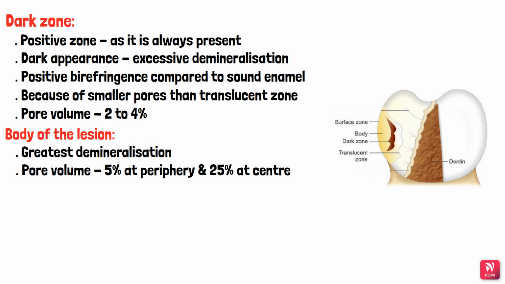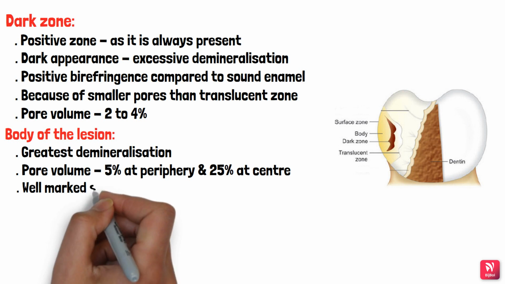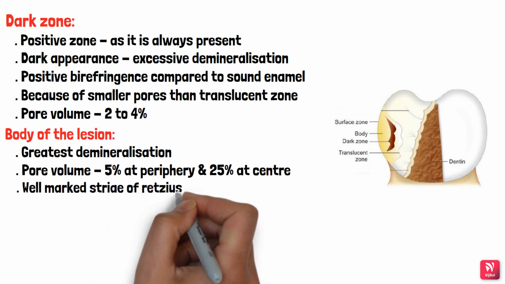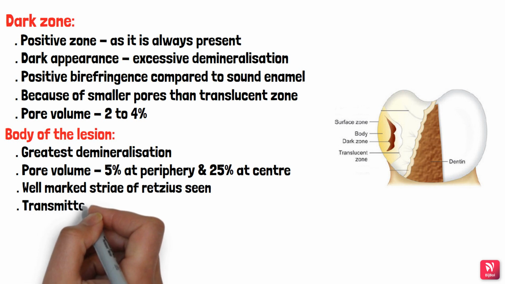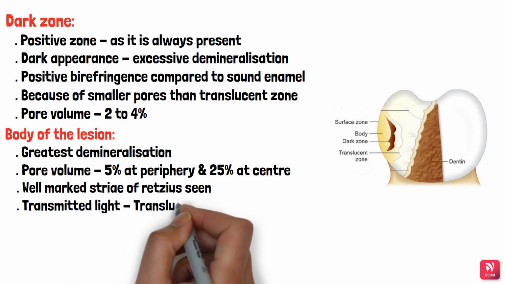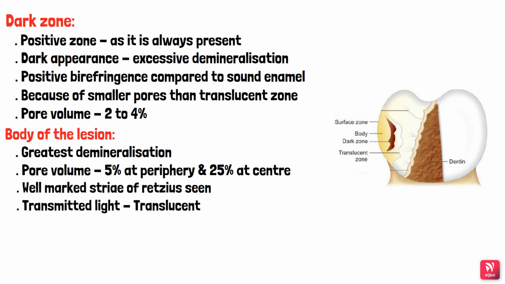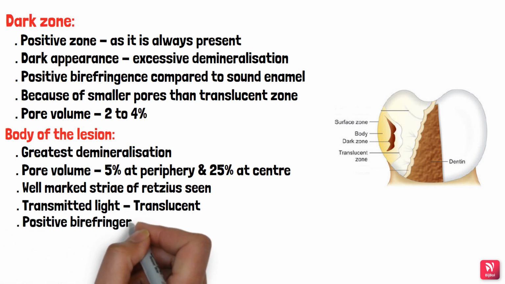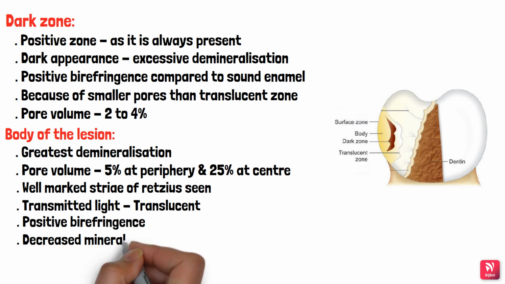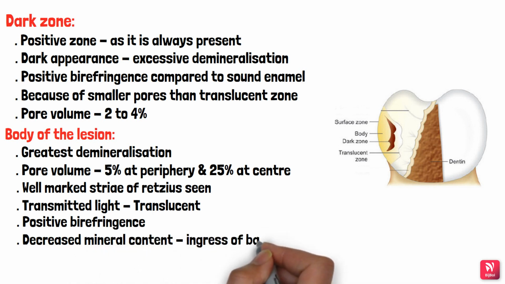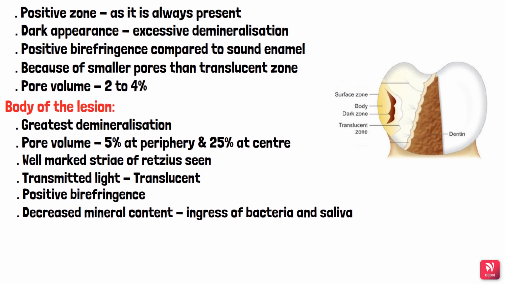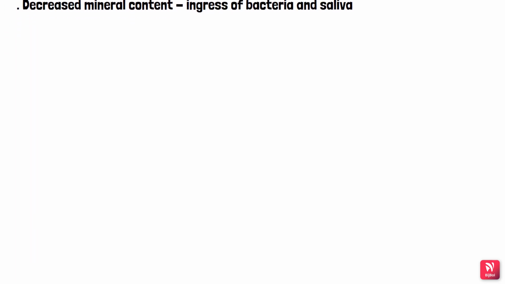So as I told you, it is the area of greatest demineralization, that is, mineral content is lost. So the striae of Retzius will become more prominent, same as we have seen in smooth surface caries. Well-marked striae will be there, and under transmitted light this zone will appear translucent in nature. And same like the dark zone, even this shows positive birefringence because of the decreased mineral content. Why is there decreased mineral content? Because of more and more ingression of bacteria as well as saliva.